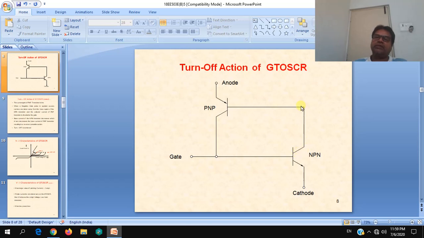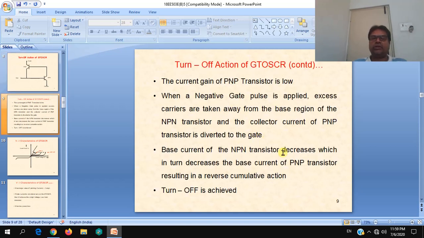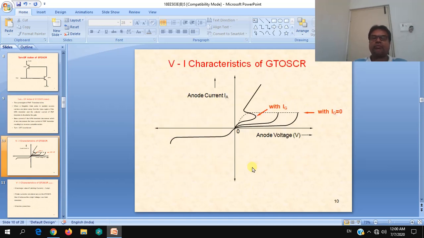So collector current will decrease, then eventually collector current of PNP will also decrease. Likewise, it goes on. And the collector current of PNP transistor is diverted to the gate. Base current of the NPN transistor decreases, which in turn decreases the base current of PNP transistor, resulting in a reverse cumulative action. Thus, turn off will be achieved.